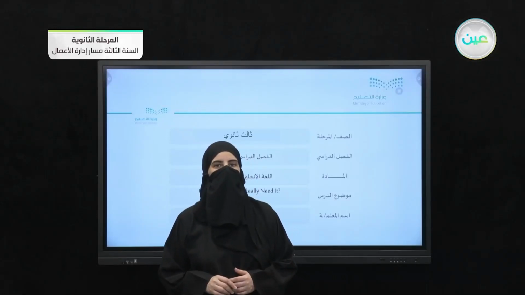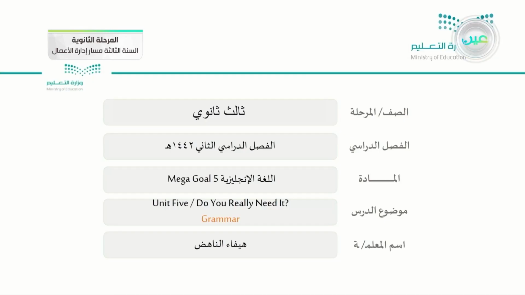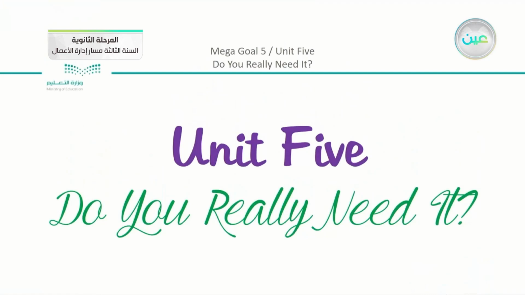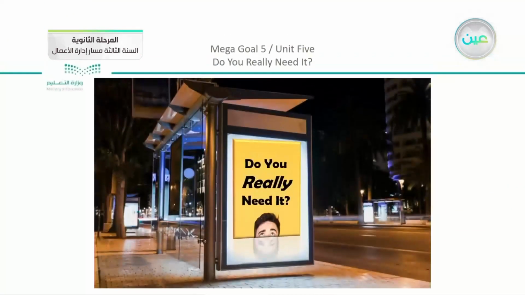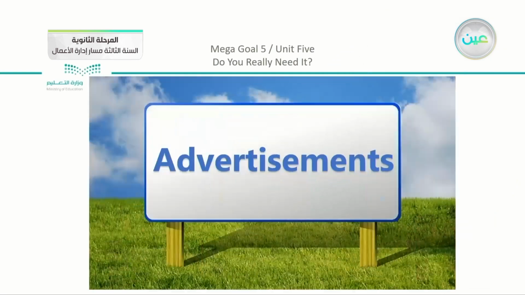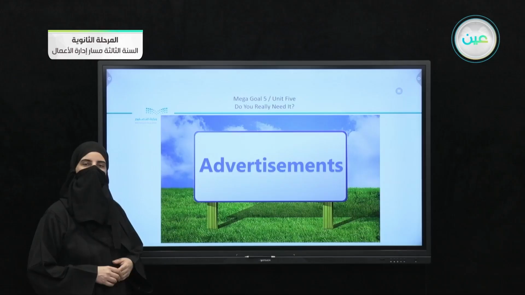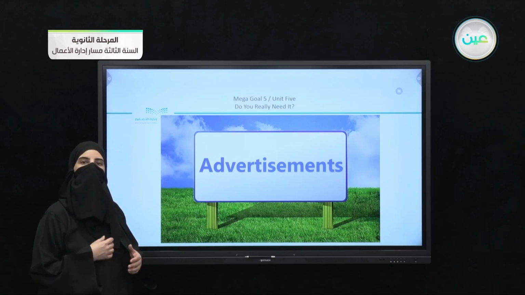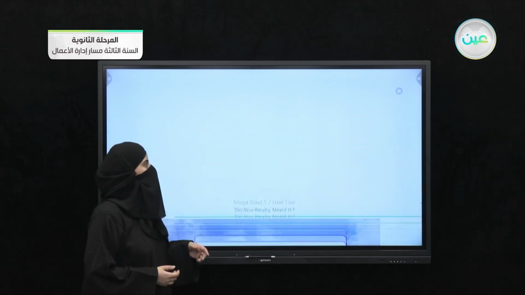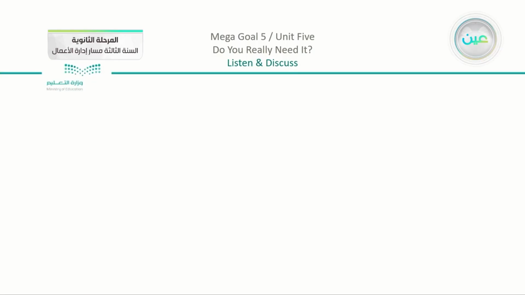Hello students. Yesterday we started our Unit 5, and the title of the unit is Do You Really Need It? Now we know that do you really need it is something that we see all the time, and we had the discussion about the basic word here, which is advertisements. We discussed different kinds of advertisements.